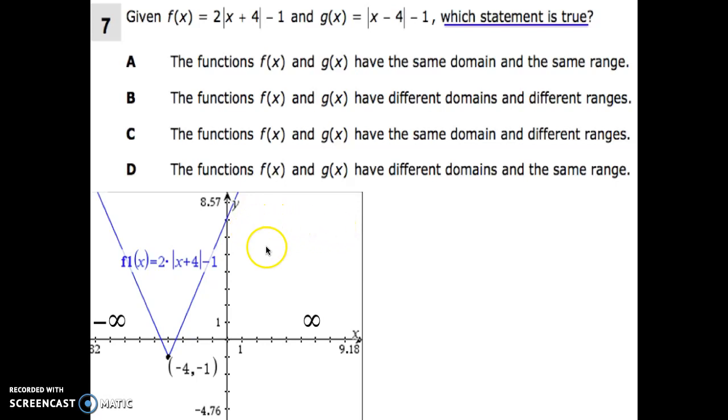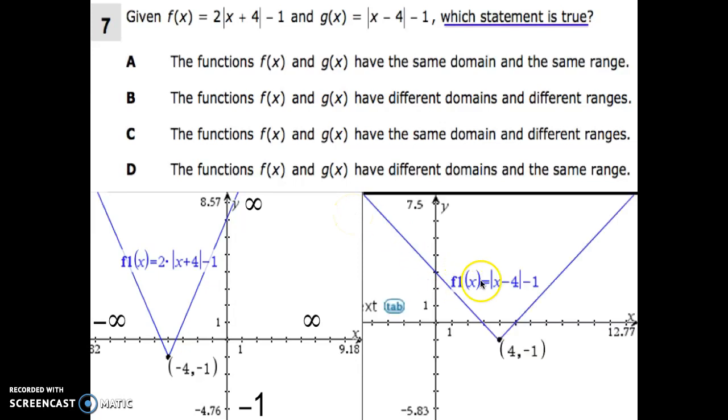For the range, you look at the lowest y value. So the lowest y value is -1. And the highest this graph goes is infinity. So my range is from -1 to infinity. Similarly, for g of x, we have right here absolute value x minus 4 minus 1, and we label our vertex, and we still find the domain and the range. So on the left side, the furthest it goes left is negative infinity, the furthest it goes to the right is positive infinity. The lowest y value is again -1, and the highest this graph goes is infinity.